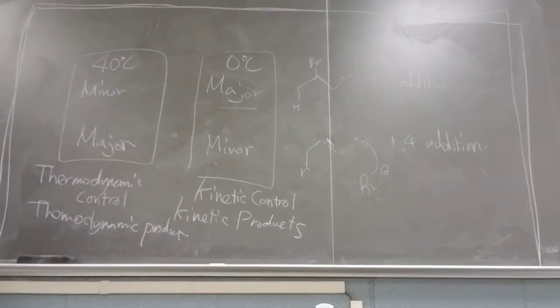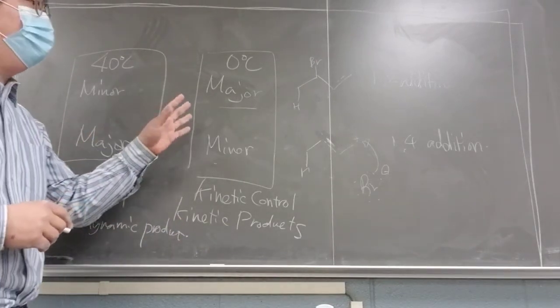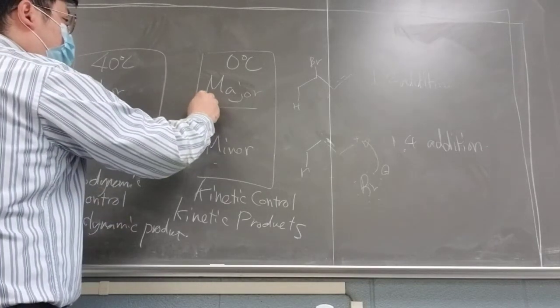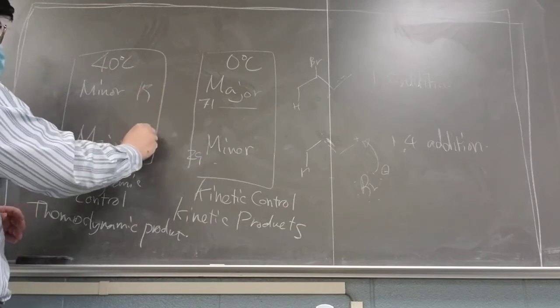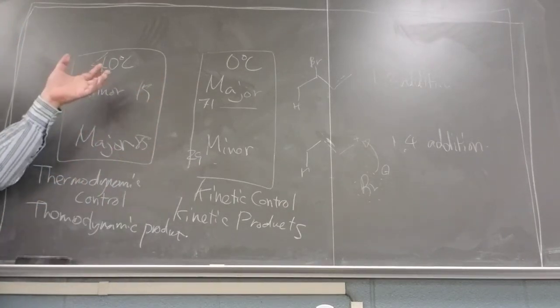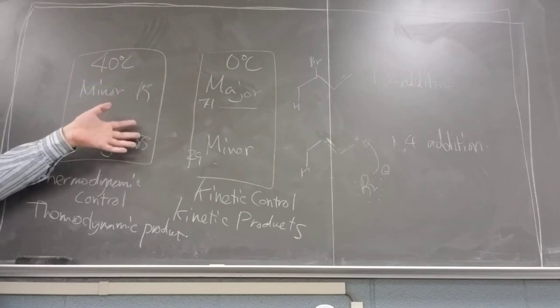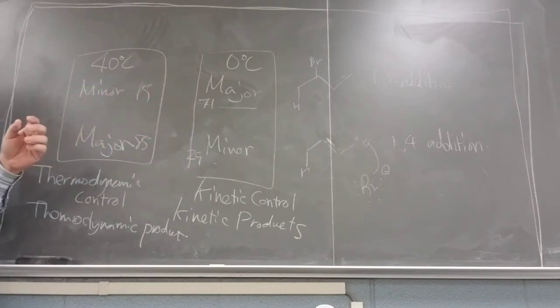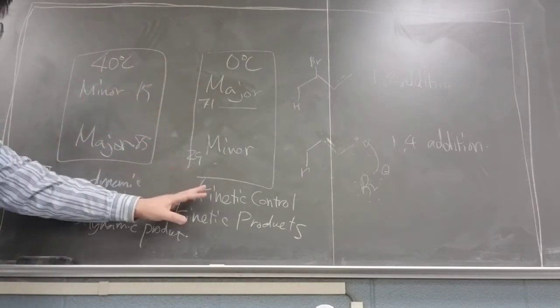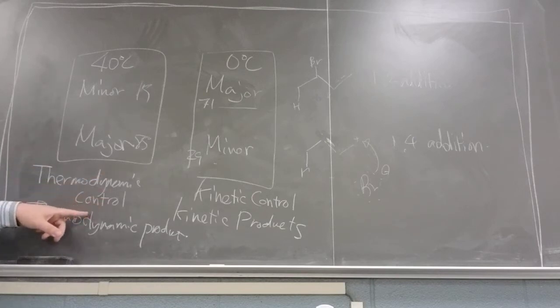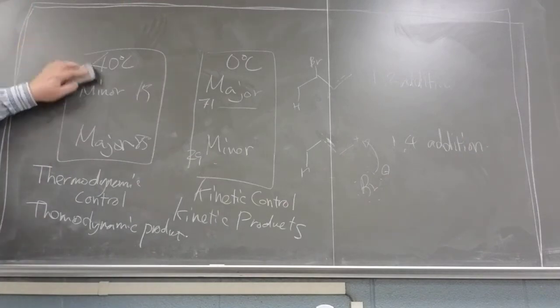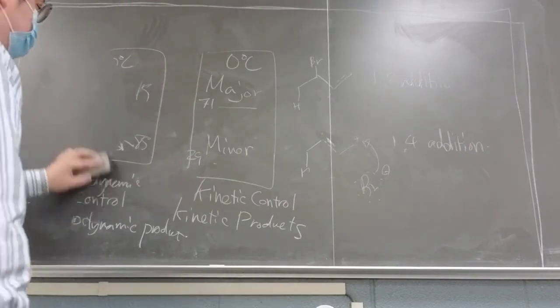Okay. So this is about, I think, 71%, 29%, 15%, and 85%. But the most important thing is which one goes major and minor, and at what temperature. If it's lower temperature, it's kinetic control and kinetic products. If it's at high temperature, it's controlled by thermodynamic control. We call it thermodynamic products here. Okay. So let's try to talk about why it is happening.